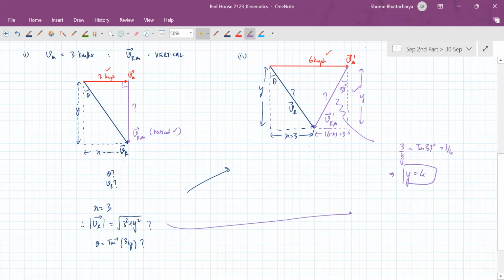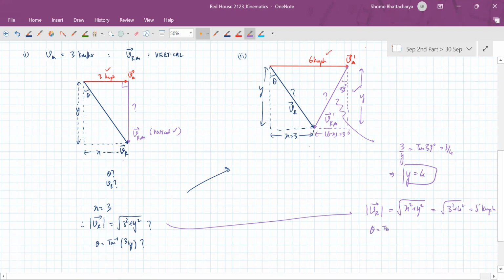So now you can see that the velocity of the rain has a magnitude of 5 kilometers per hour in the ground frame, and theta is equal to tan inverse of 3 by 4, or 37 degrees again with respect to the vertical. Yes, very good. That's correct.